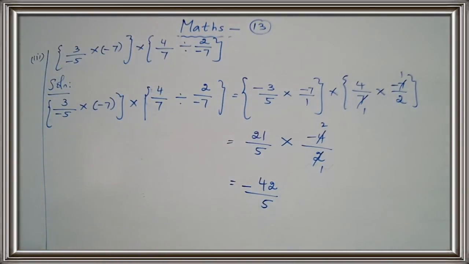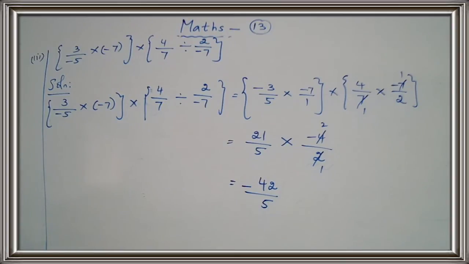Minus 8 into 1 upon 5 minus 6 upon 11 divided by 1 upon minus 11. Your question is minus 8 into 1 upon 5. So minus 8 can be written as minus 8 upon 1 multiply 1 upon 5, minus 6 upon 11 divided by 1 upon minus 11.